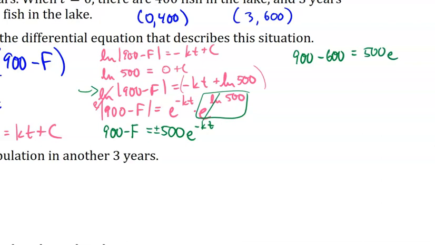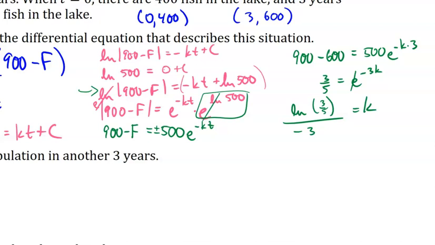500 times e to the negative k times 3. Okay, so that's 300. 300 divided by 500 is 3/5. e to the negative 3k. Natural log of both sides, so natural log of 3/5, and then that gets rid of this. And I'm going to divide by -3. That's going to be my k value.